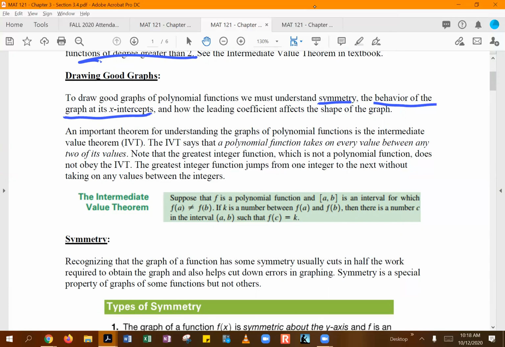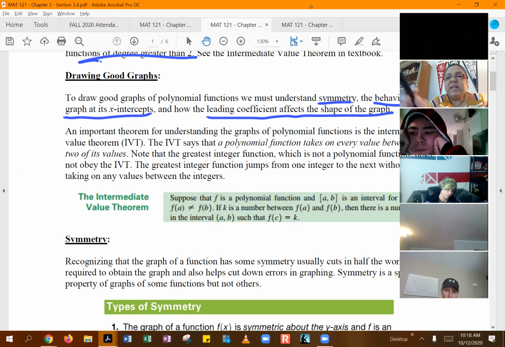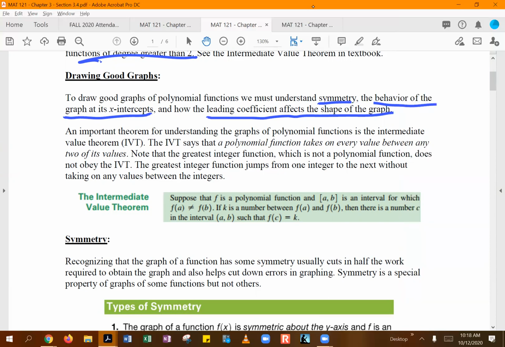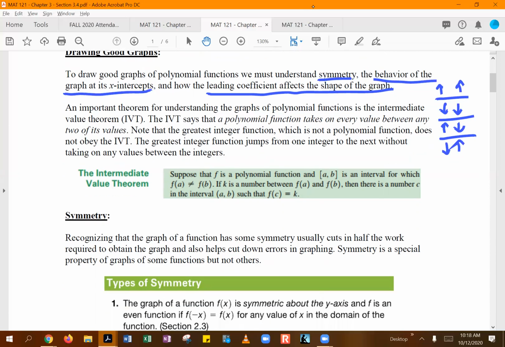And then we will also talk about the leading coefficient and how that affects the shape of the graph, because your leading coefficient will tell you if both the arms of your graph should go up, or both the arms go down, or one arm goes up and the other goes down, and depending on which side will go up and which will go down. So all of that comes from the leading coefficient of your polynomial.